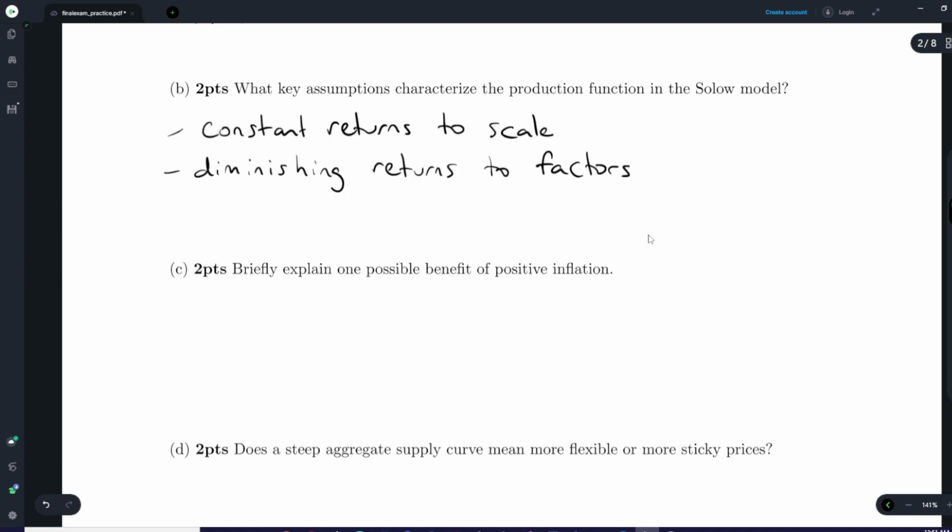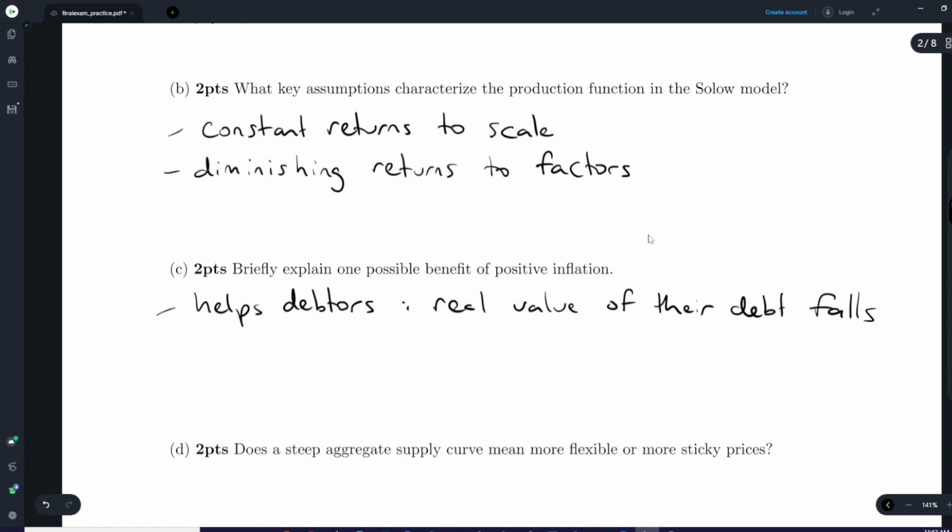Briefly explain one possible benefit of positive inflation. For example, it helps debtors. That's one possible benefit, right? The real value of their debt falls, so they have to pay back less in real terms. Now, I would recommend strictly keeping to one possible benefit if you are writing this on an exam.